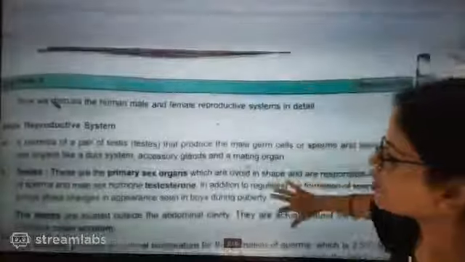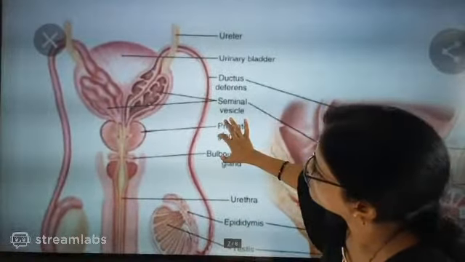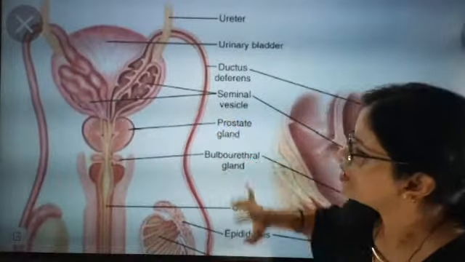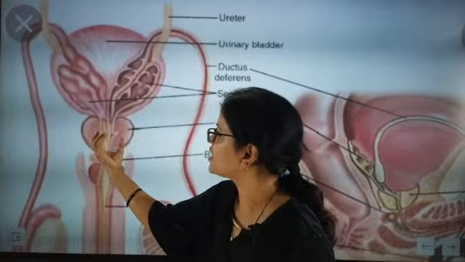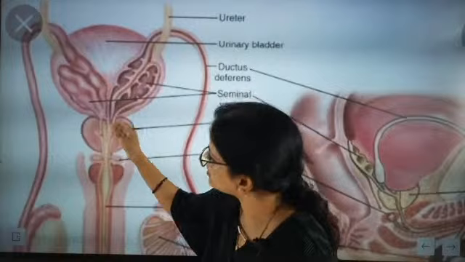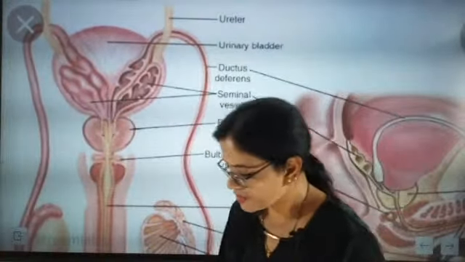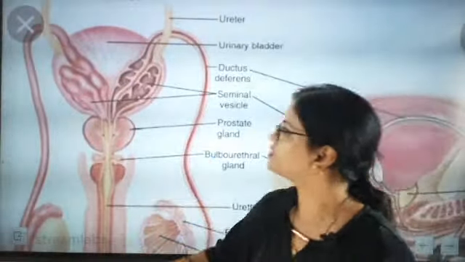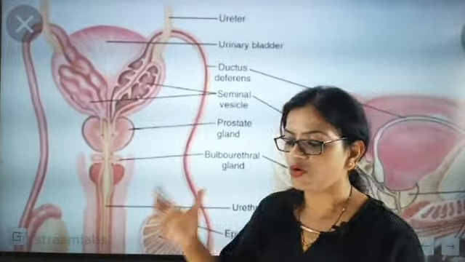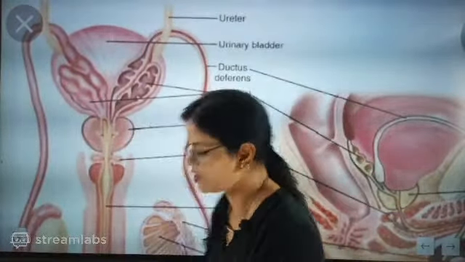Now look here, we were talking about this part. When the sperm comes to the prostate gland, it gets mixed with this thin alkaline solution, which will help the sperm to have motility, meaning mobility or movement.